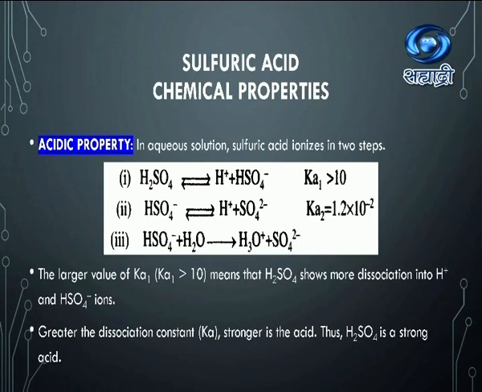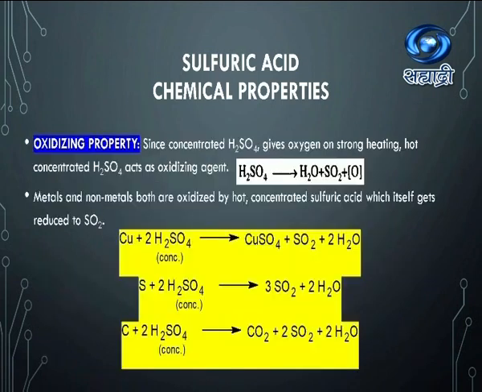The larger value of Ka1 means that H2SO4 shows more dissociation into H plus and HSO4 minus ions. So compare the corresponding Ka values, Ka1 and Ka2. Greater the dissociation constant, stronger is the acid. So H2SO4 is a strong acid. All of us know this property.